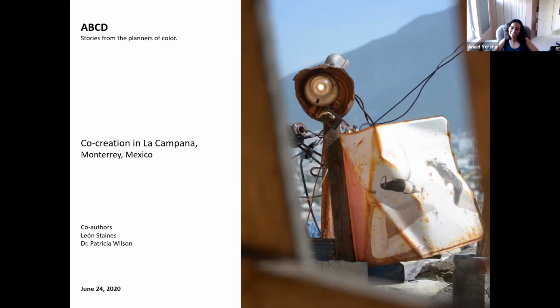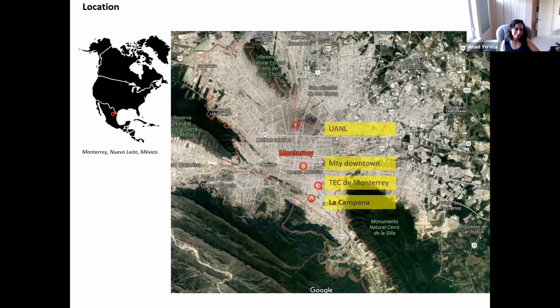Today, I'm going to talk about this project that I've been doing for the last 3 years with my advisor at the University of Texas. I'm originally from Monterrey, Mexico, and that's where my research is located. This is the area of Monterrey. Monterrey is a city that is only 2 and a half hours from the southern border of the U.S., and this project is located in this very consolidated area, very close to the informal community of La Campana, the most important private university, and the Monterrey downtown.